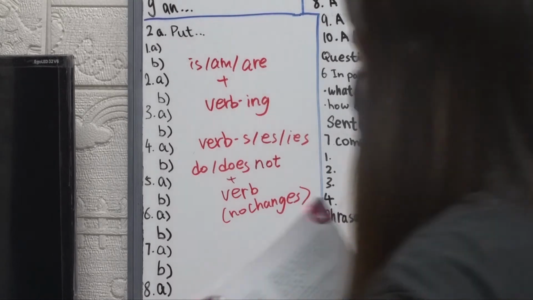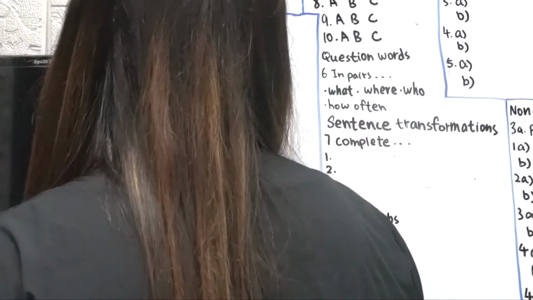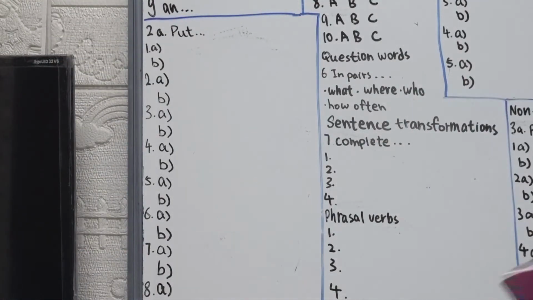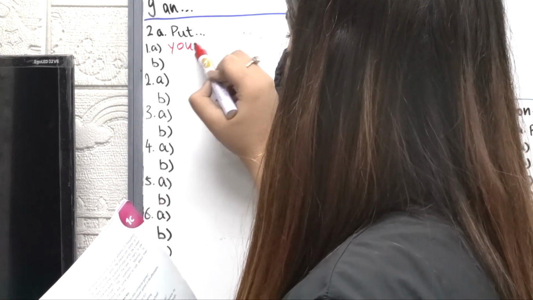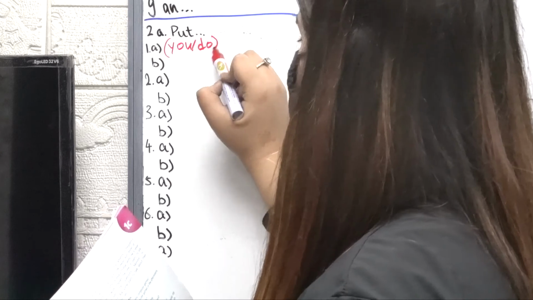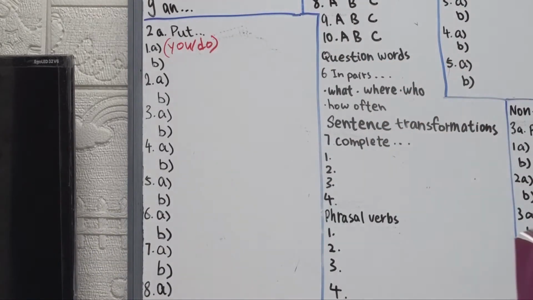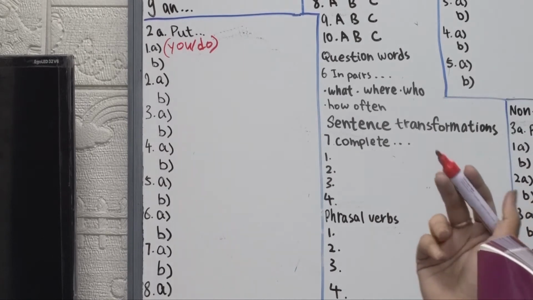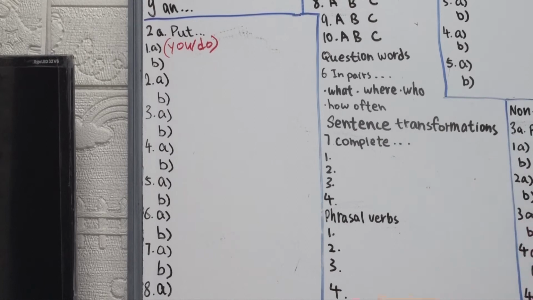Let's have a look. Number 1: What anything interesting this week? They gave you the word do. So how do we change this? They give you do, just like this. So this is a question. If it is in present simple, it will be: Do you do anything interesting this week?